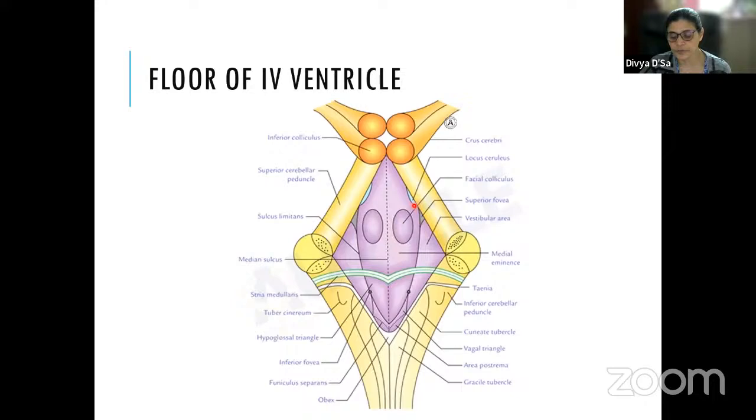Above the superior fovea, the sulcus limitans will flatten and present a bluish gray area. This area we call the locus ceruleus. That color is imparted by the underlying group of nerve cells that contain melanin pigment, which constitutes the substantia ferruginosa.